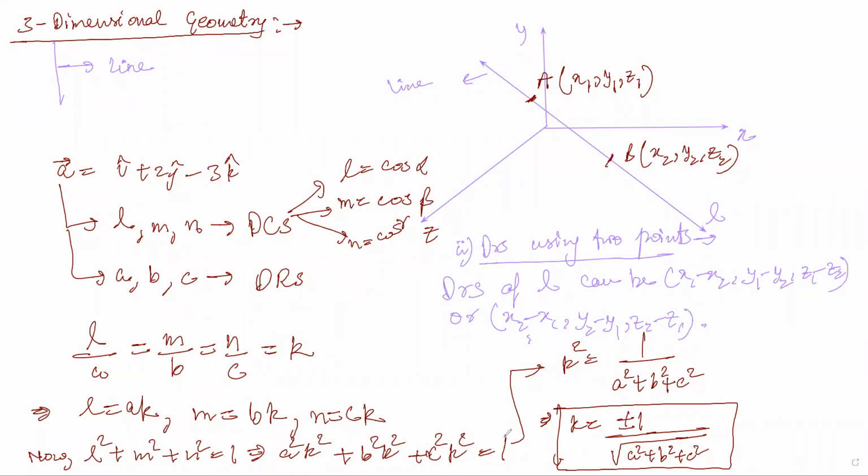Similarly, if you talk about DCs, let's call this line T, not L. Let's say you want to find the value of l, that is cos alpha. So that would be x1 minus x2 divided by root over x1 minus x2 whole square plus y1 minus y2 whole square plus z1 minus z2 whole square. Right?